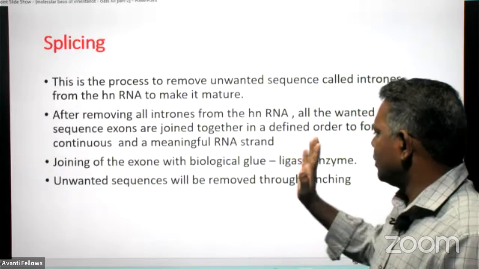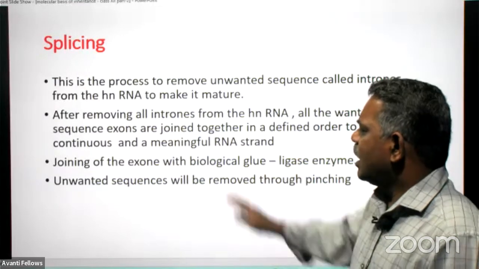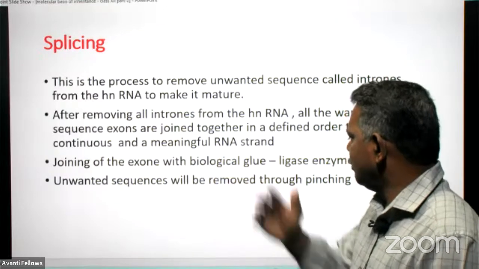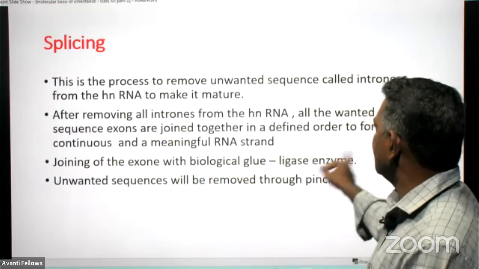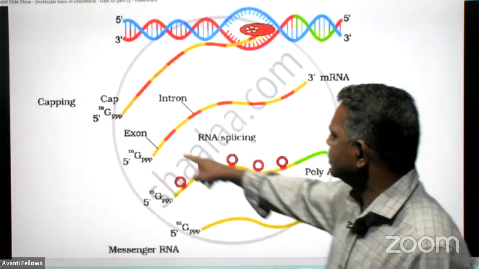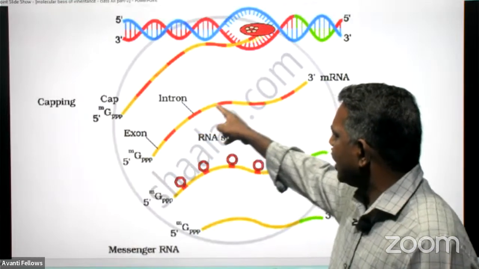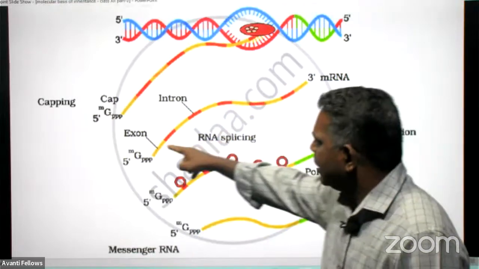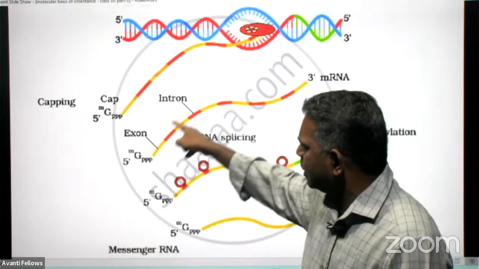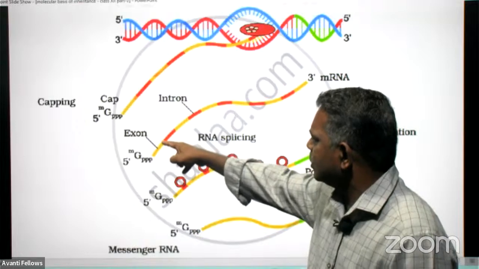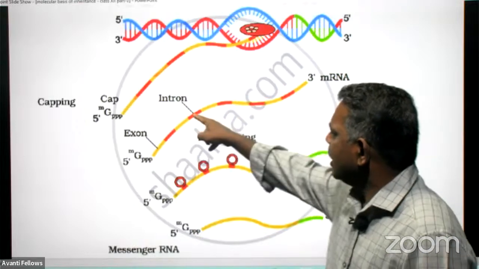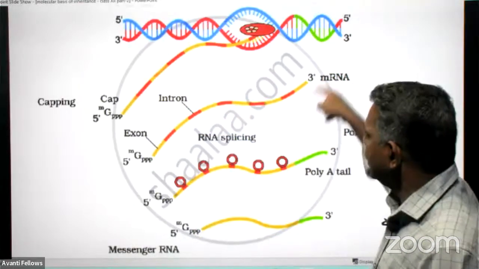That is with the help of the ligase enzyme only, and all the unwanted sequence will be removed through the pinching process. Here you can see that process. That red colored one is what? The introns only. These are all unwanted sequences, and the yellow colored ones are the exons. These are all exons, and the red colored ones are the introns only.